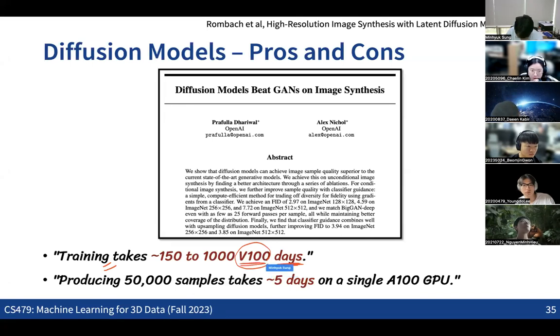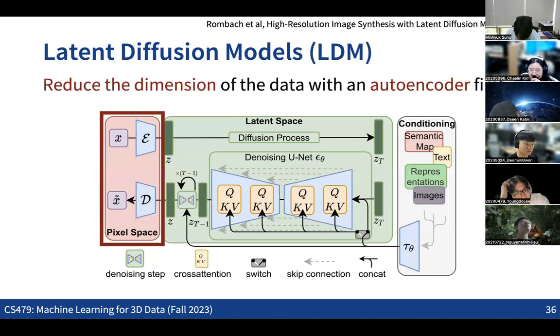So you need lots of GPUs. And even for generation, generating 50,000 samples takes about 5 days using A100 GPUs. So the computation is way slower compared to previous generative models. People have discussed many ideas for how to reduce the computation time and make diffusion models faster. One simple, engineering-style idea is the latent diffusion model.